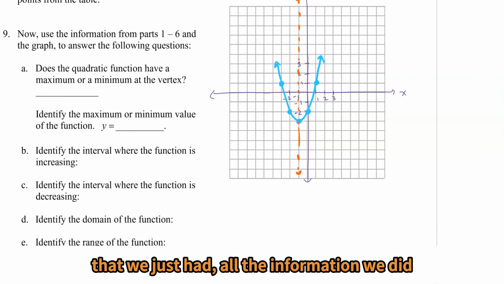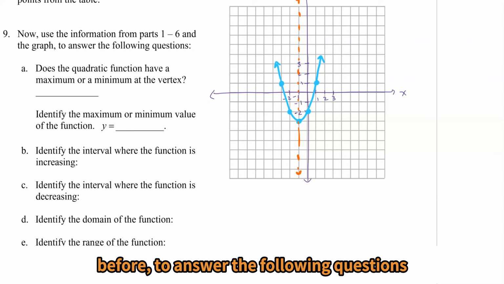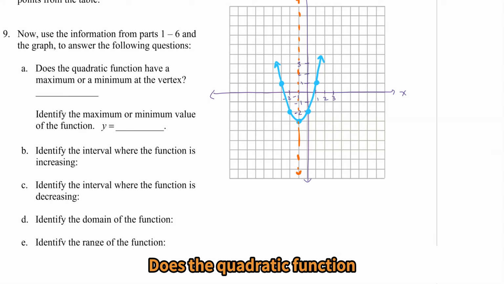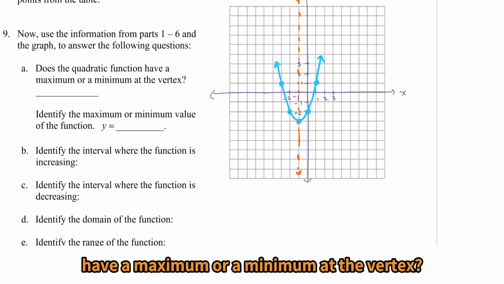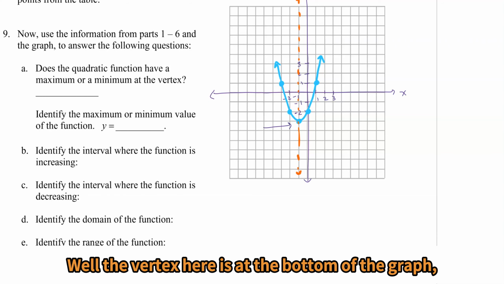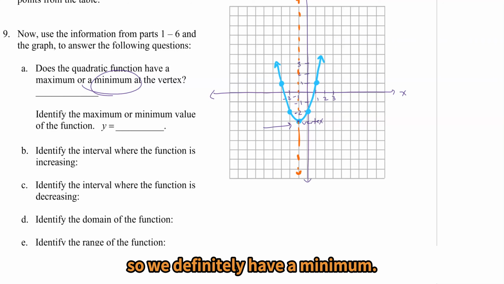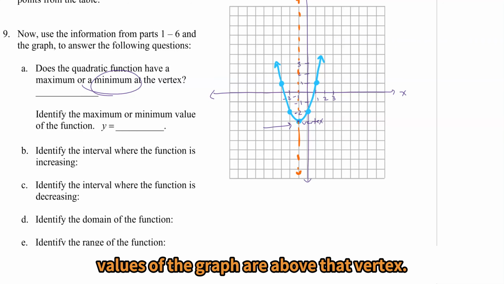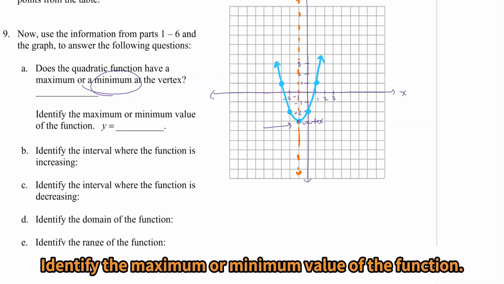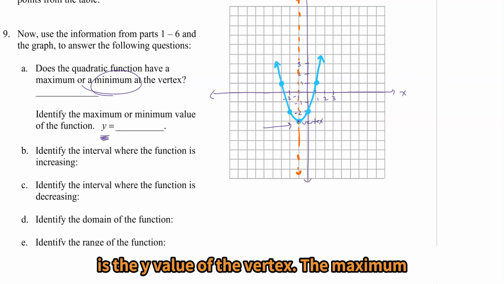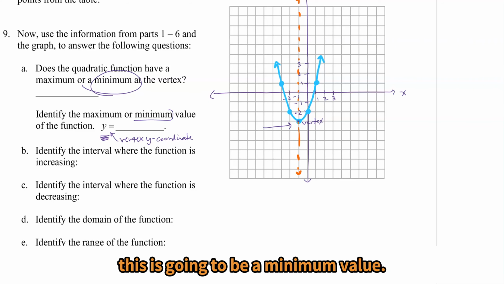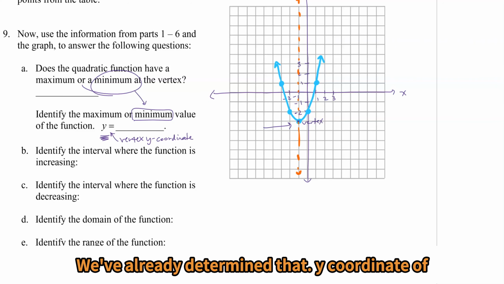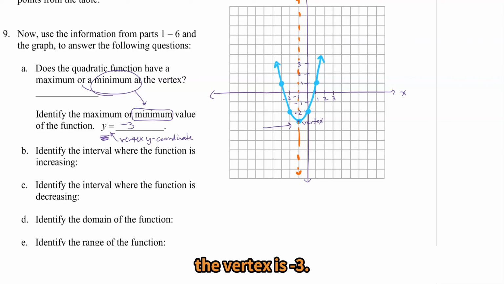Use the information that we just had, all the information we did before, to answer the following questions. Does the quadratic function have a maximum or a minimum at the vertex? Well, the vertex here is at the bottom of the graph, so we definitely have a minimum. All of the other values of the graph are above that vertex. Identify the maximum or minimum value of the function. The value of the function is the y value of the vertex. The maximum or minimum value, this is going to be a minimum value. We've already determined that. Y coordinate of the vertex is negative 3.